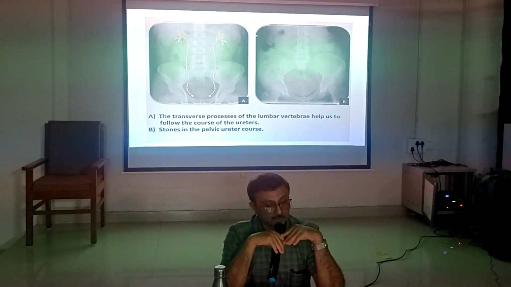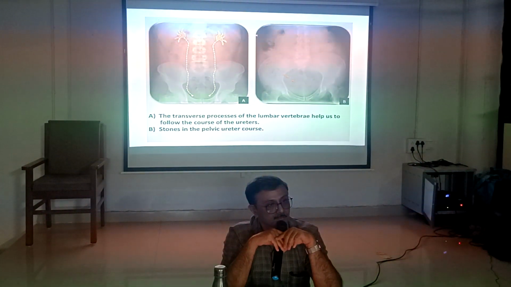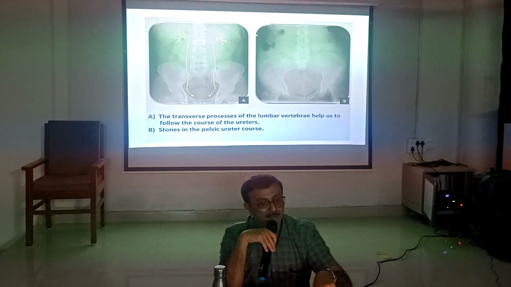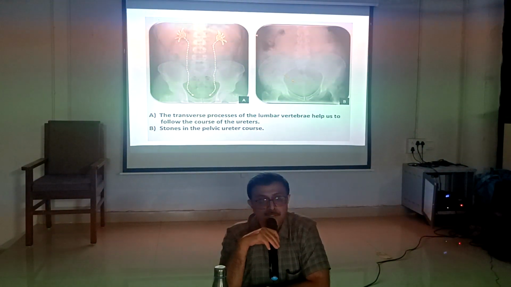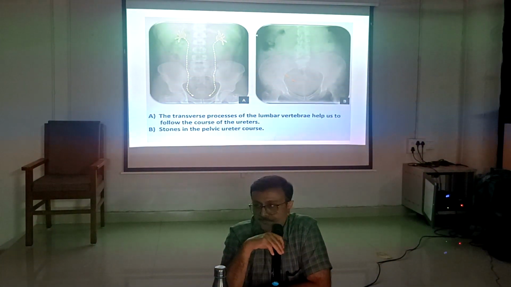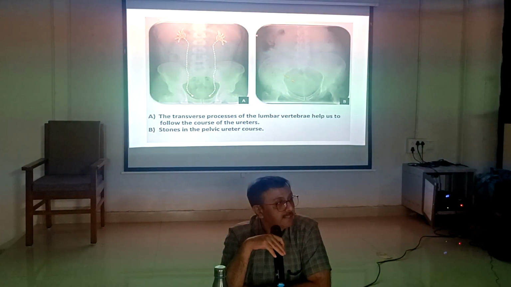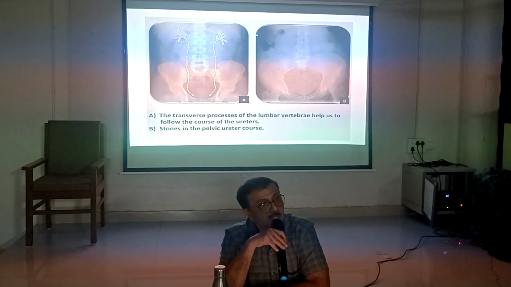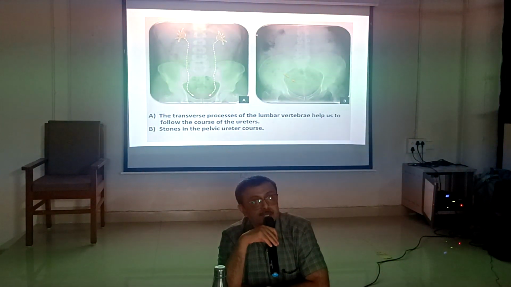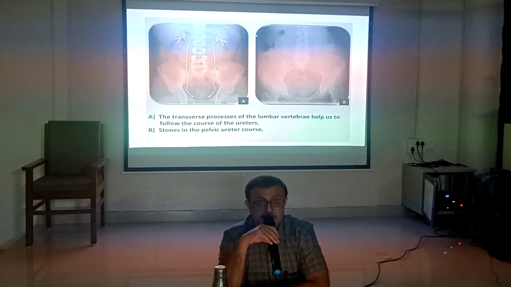If it is a large stone in the location of the mid-ureter, near the pelvis or sacroiliac joint, what can it be? Large stone near the sacroiliac joint. It can be an unascended kidney. It can be a horseshoe kidney.